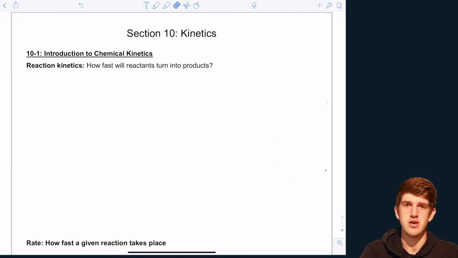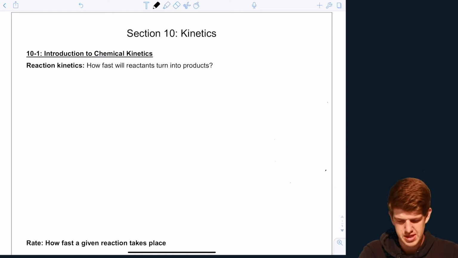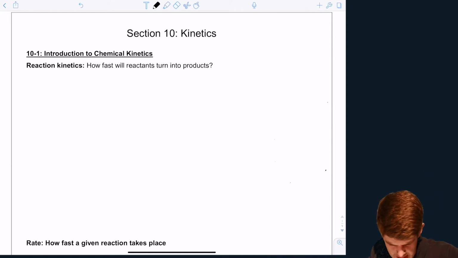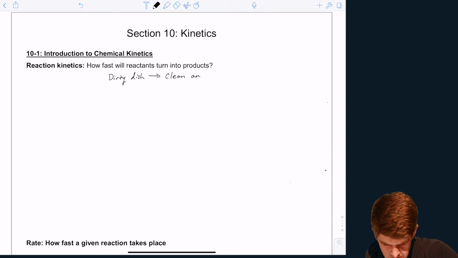The first thing we're going to do is talk about reaction mechanisms. How we're going to do that is we're just going to introduce this through an analogy. Let's imagine that we are just doing dishes. As we're doing dishes, what are we actually trying to accomplish? We are trying to turn a dirty dish into a clean and dry dish.